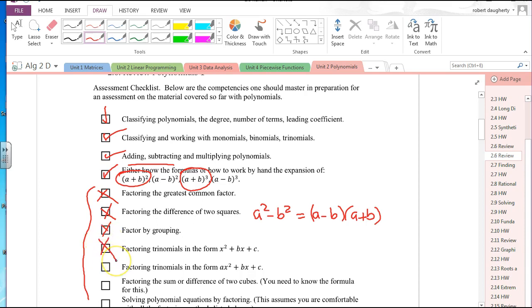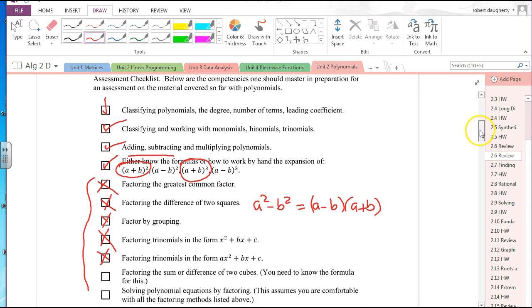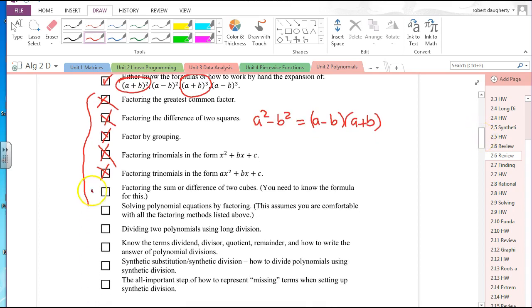Quadratic trinomials, when the leading coefficient of the x squared is 1, and when the leading coefficient of the x squared is not 1. And then sum or difference of cubes. You should have marked in your book that you needed to know this, okay? We talked about SOAP as an acronym for how to do that.